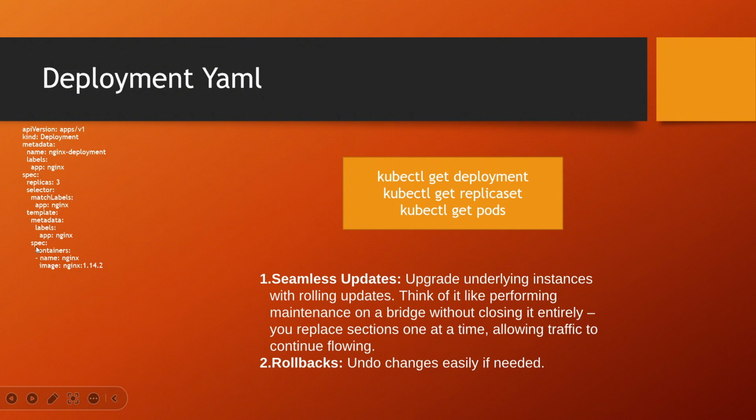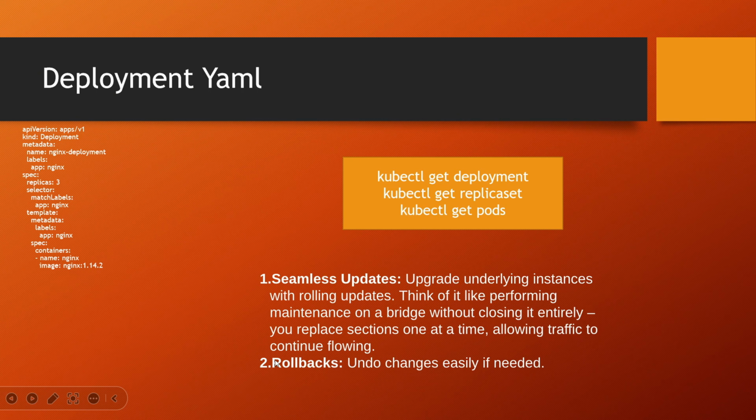Once this deployment file is applied, using the kubectl get deployment command, you will see that the deployment is created. Using the kubectl get replica set, you will see that the replica set is also created by the deployment file itself, because here you have mentioned that replicas is 3. So it will create one replica set also for this particular deployment. Using the kubectl get pods command, you will see what all pods are created through this deployment file. You will see that 3 pods are created.